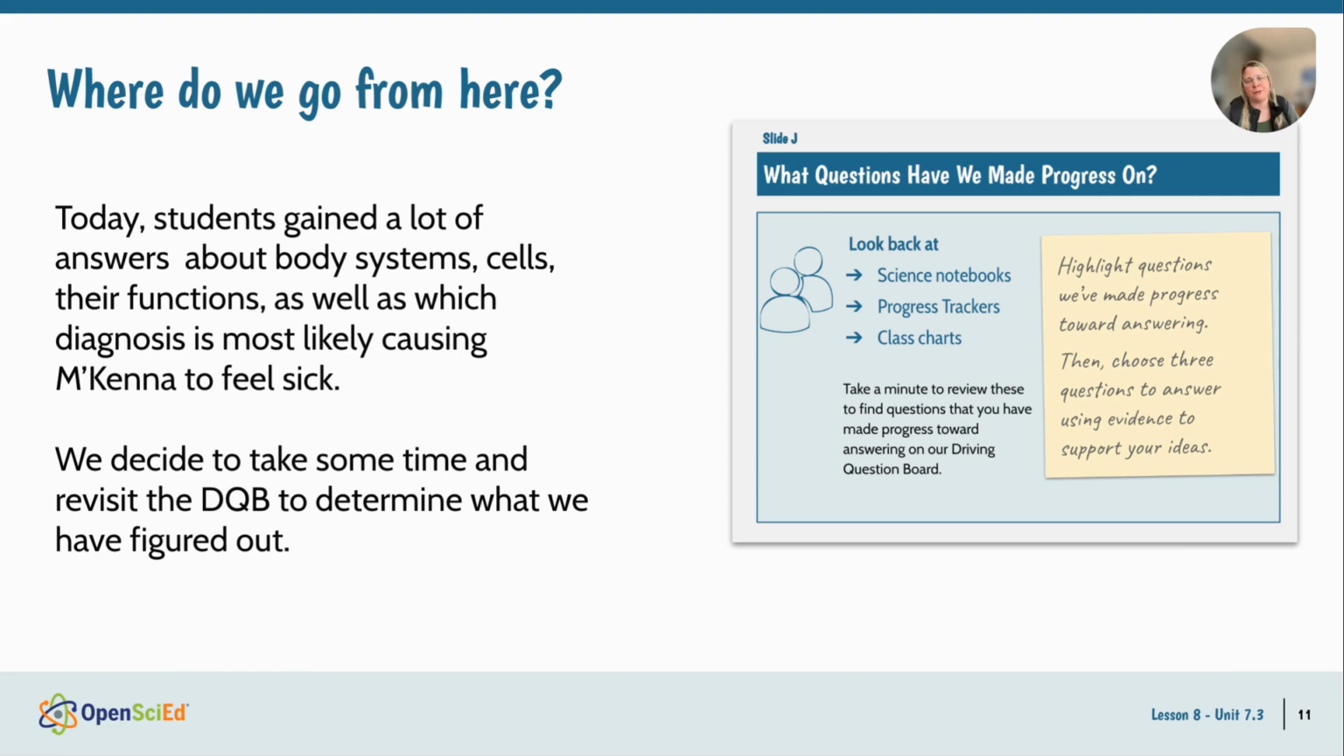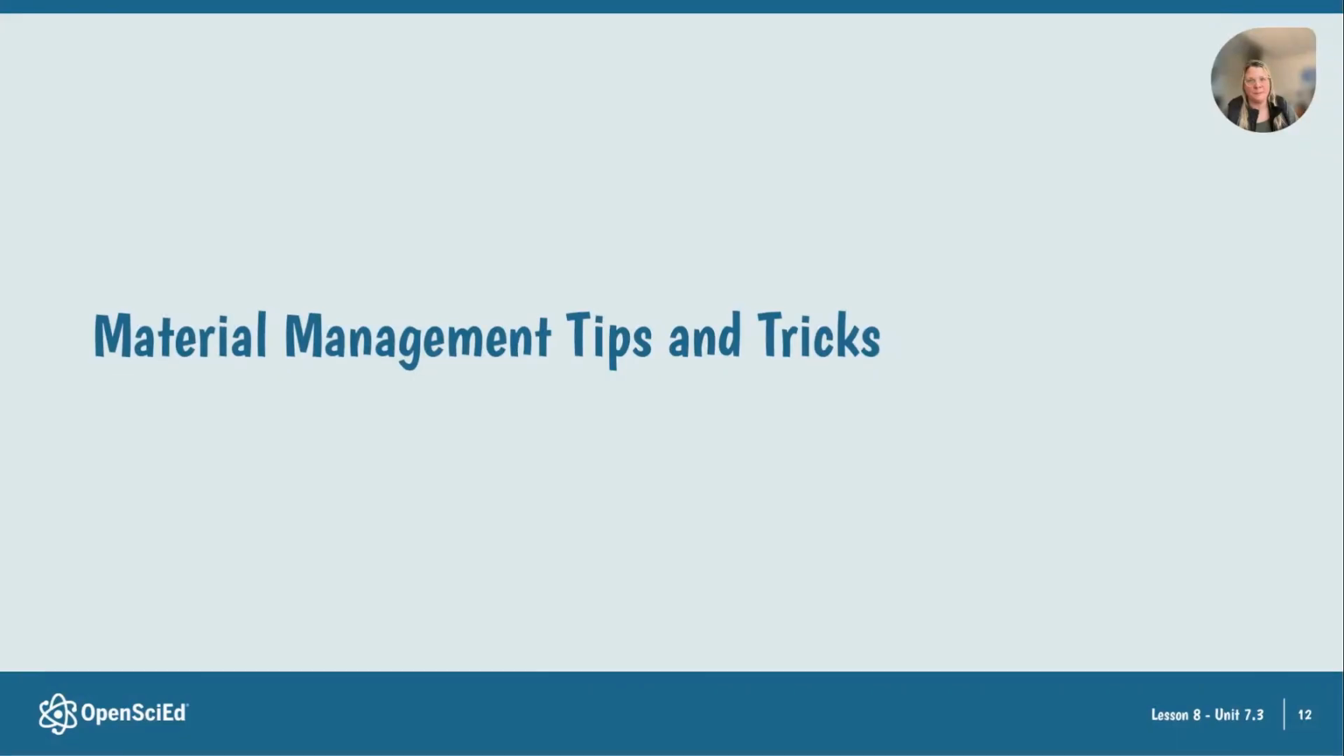So where do we go from here? At this point, your students have realized they figured out a lot of new information and narrowed down the list of conditions to just one that could possibly be causing McKenna to feel so sick. But we've also now reached a point where we realized we can answer many of our initial questions on our driving question board. So we decide to revisit our driving question board and see what we feel confident about. However, at this point, we're also starting to pay attention to the questions that we can't quite answer yet, because these will become important in the next upcoming lessons.